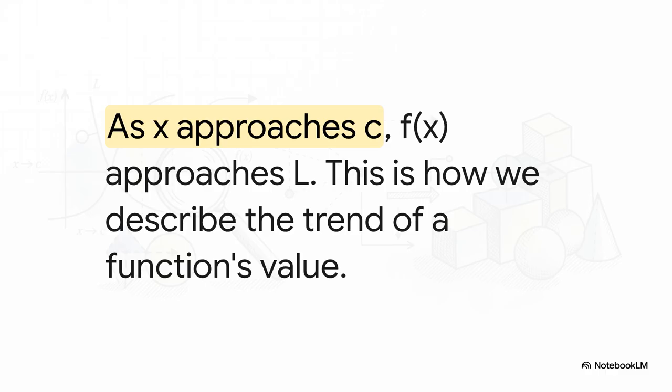So let's break that down real quick. x is our input, the thing we're fiddling with. c is our target number. f of x is our function, the machine that spits out an answer. And L is that final value that our output is heading towards.